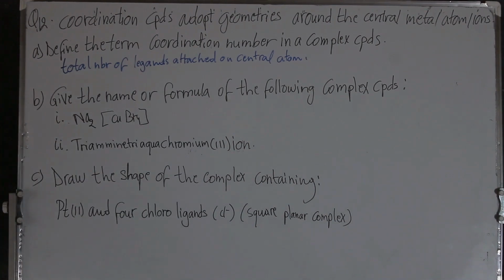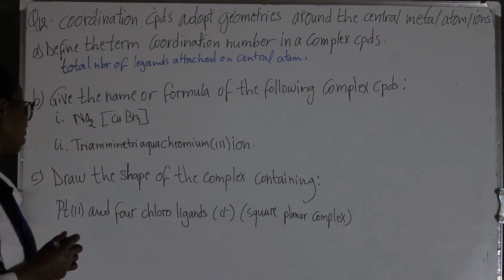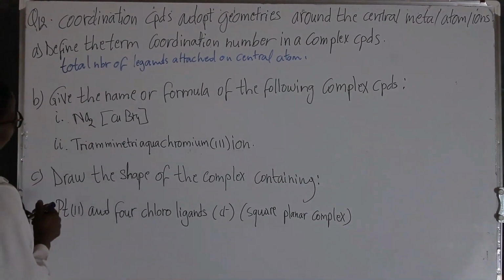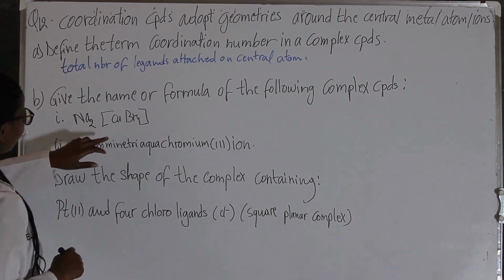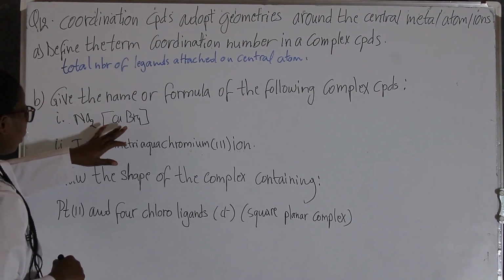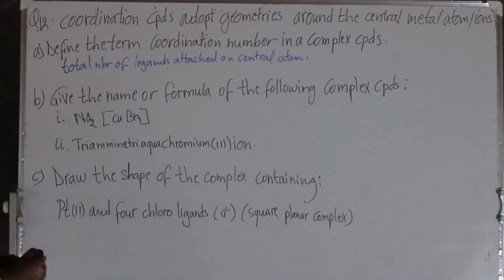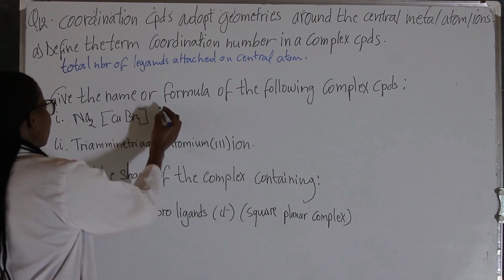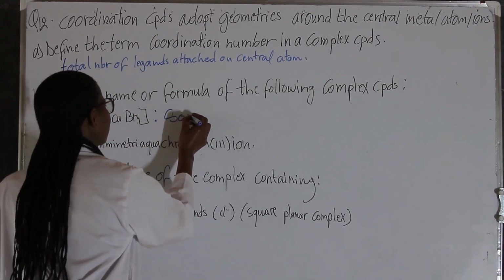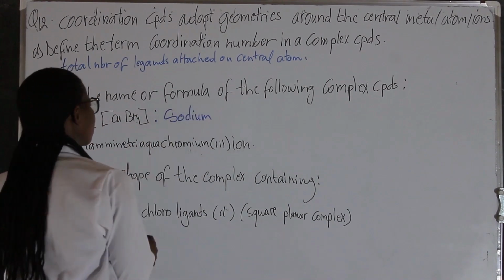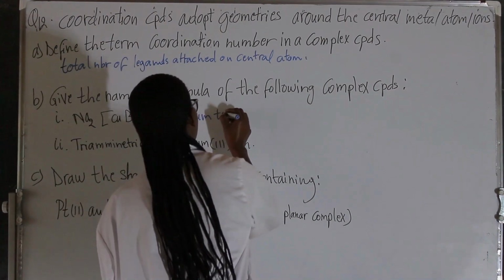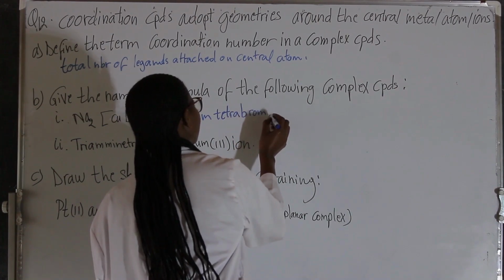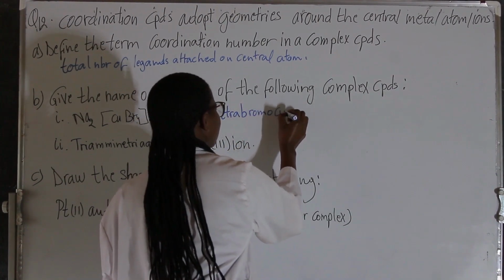For number B, give the name or formula of the following complex compounds. Here we have sodium, here we have copper, but this copper we guess is cuprate, then this is bromine. This bromine has 4, then you can say sodium tetrabromocuprate.